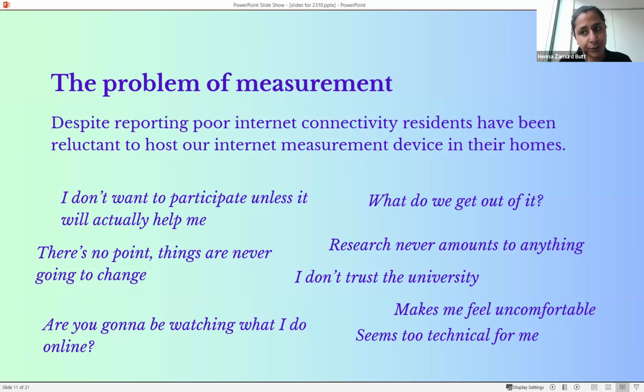been approached before for research. They say, I've done this before. Nothing ever really amounts to anything for me. I never really get anything out of the research. So why should I take part? Why should I host this device? And actually, even giving them a $50 Amazon voucher as an incentive has not really helped to recruit people.